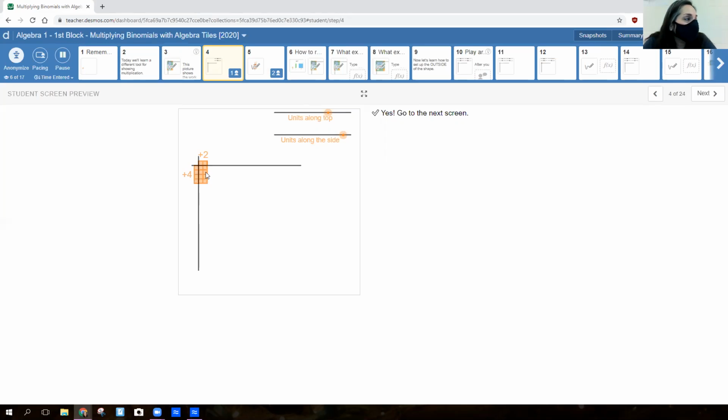So inside here, these little teeny tiny unit squares represent your answer. And there should be 8 of them, right? Because we know 2 times 4 has to be 8. So if you count them, 1, 2, 3, 4, 5, 6, 7, 8, and you're good, okay? All righty, let's move on to the next slide.